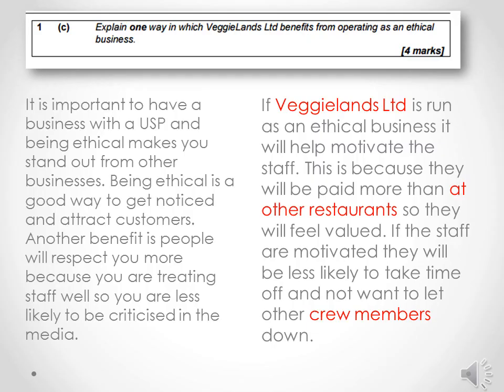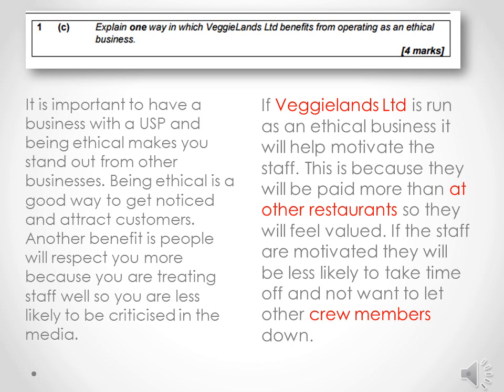The example that I'm using is one that is given to us from the examination board. Okay, so the question being, explain one way in which Veggieland's Limited benefits from operating as an ethical business. Okay, you're focusing upon how ethical benefits Veggieland's. Okay, so the one on the left is well explained, well developed, well linked, but it has no context. Okay, it does not link to Veggieland's.